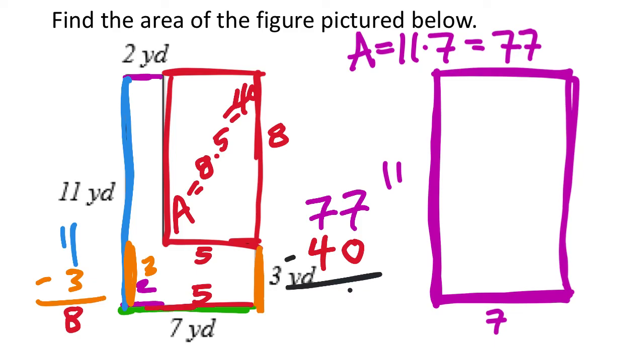So 7 minus 0 is 7. 7 minus 4 is 3. And you see we get the same exact answer. 37 square, almost put feet on that, yards.